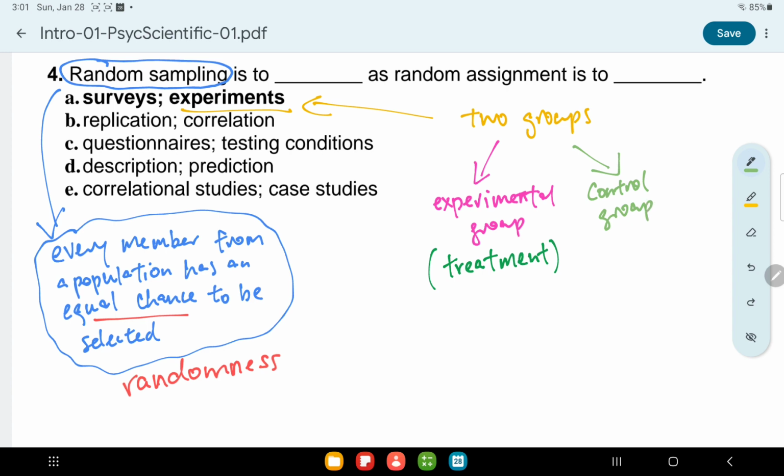Okay? That is to say, the group of participants randomly recruited to participate in an experiment, they will also be then at some point randomly assigned to one of the two groups, the experimental group as well as the control group, for comparison of the results.